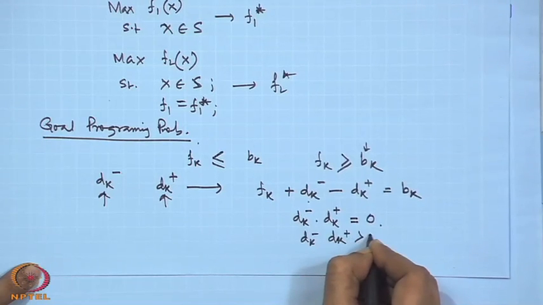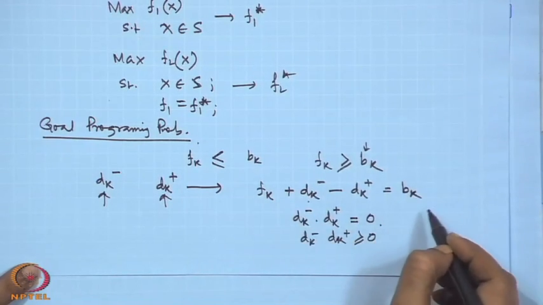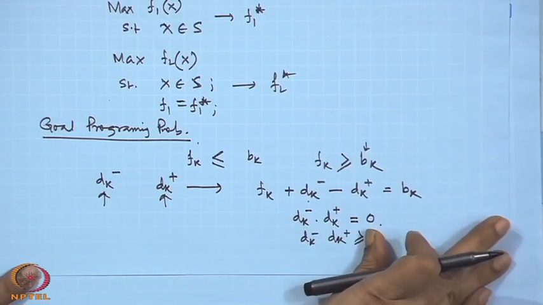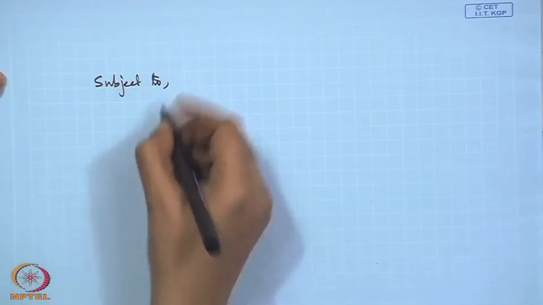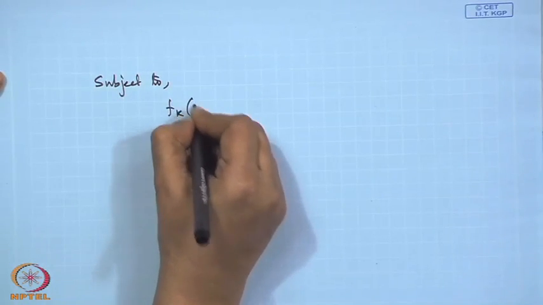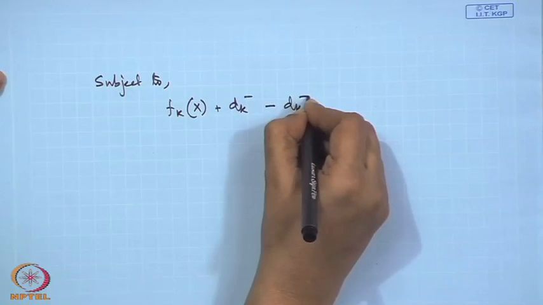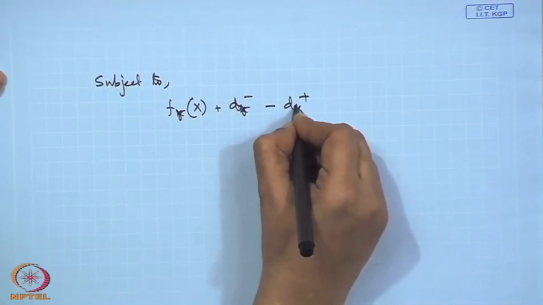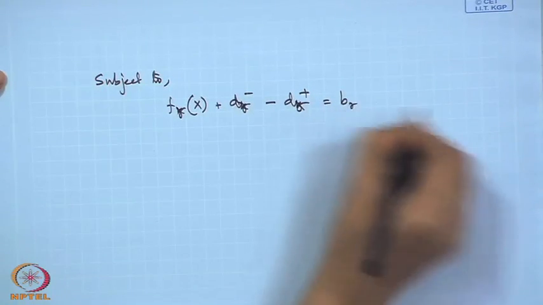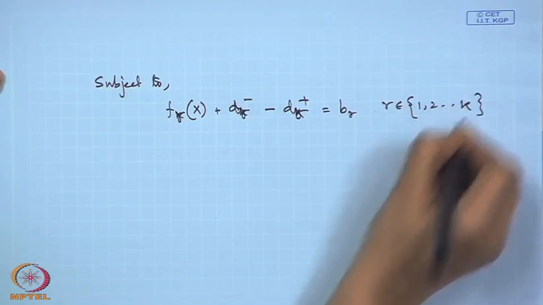That means again we are converting each objective function into a constraint and we are solving it. That is why the problem would look like fr(x) plus dr minus minus dr plus, I should write r because r varies from 1 to k. This is equal to br, where r can take any value from 1 to k.